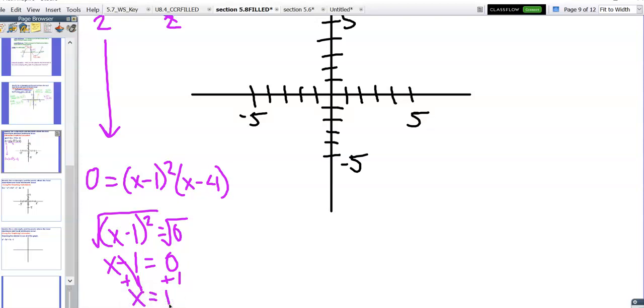But it was originally x minus 1 squared. So this is going to be an example of a double root solution. And we can show what that looks like in just a minute. So we have x equals 1 and x equals 4. So we can plot those points right now. And a double root solution will touch the axis, but it will not cross. So we will touch the x-axis at the point 1, 0, but we're not going to cross over.